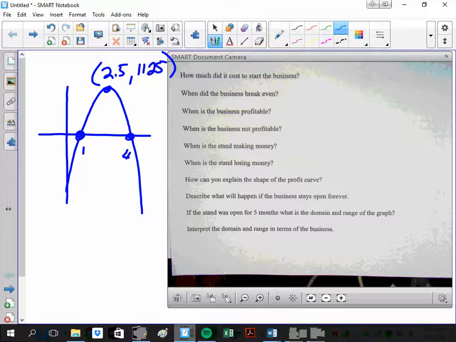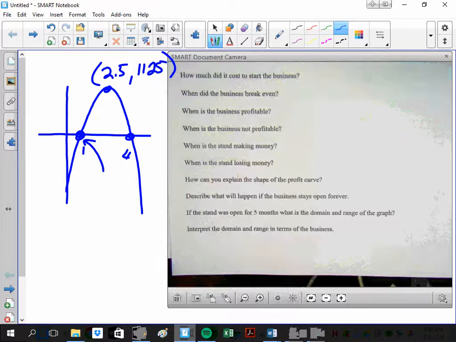Okay. When did the business break even? What does it mean to break even? To get your money back. When did the lemonade people get their money back? After 1 month. So how much money was made in that first month? $2,000. So this point right here represents the time at which all of the money spent to start the business was made back. Have they reached a profit yet? No. Okay.